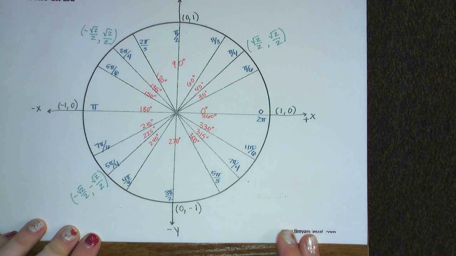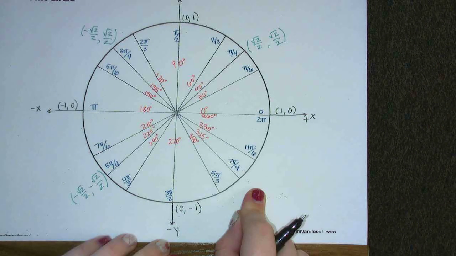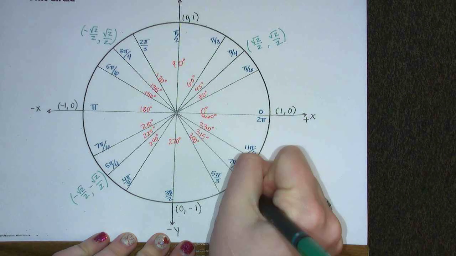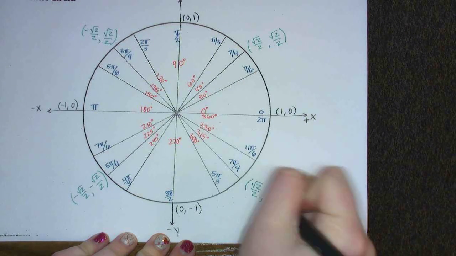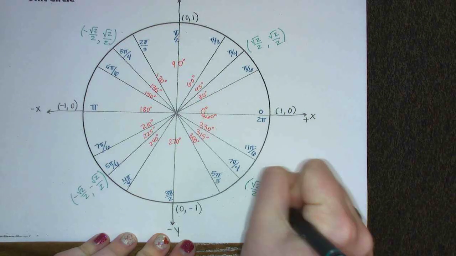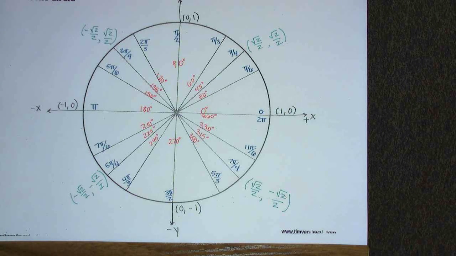Okay, and then how about over here at 7 pi over 4? Okay, x is positive, y is negative. So this is going to be root 2 over 2, comma, negative root 2 over 2. Okay, so that color's done.